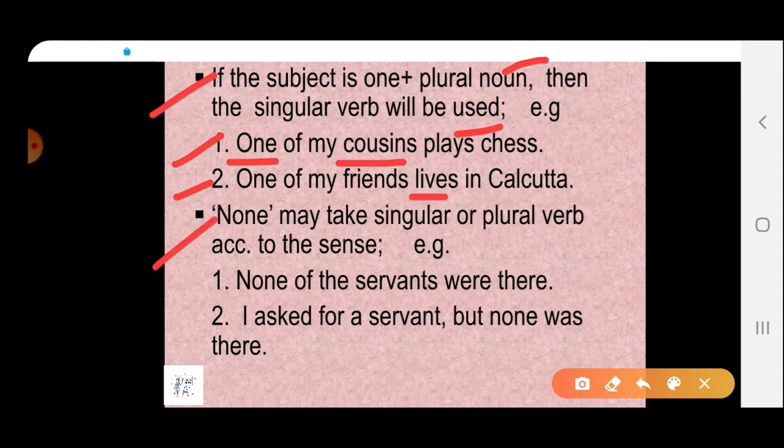Right? Next is none. None may take singular or plural verb according to the sense of the sentence. See these two examples. First, none of the servants. Here, the servants, it is plural. That's why we have taken here plural verb. I asked for a servant. One servant we are talking about here. That's why we have taken here singular form of the verb. That's why it is written here. It may take singular or plural verb according to the sense of the sentence.